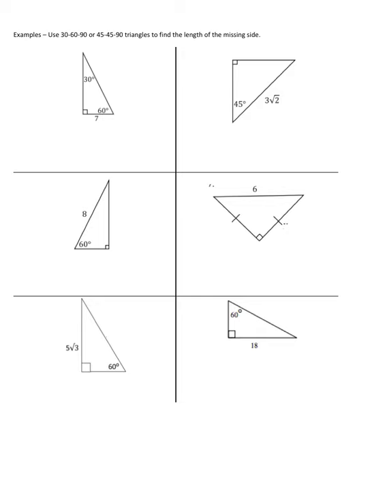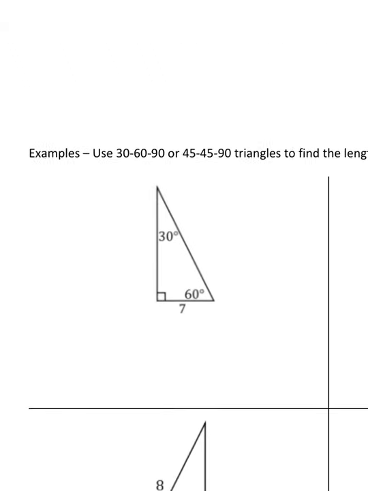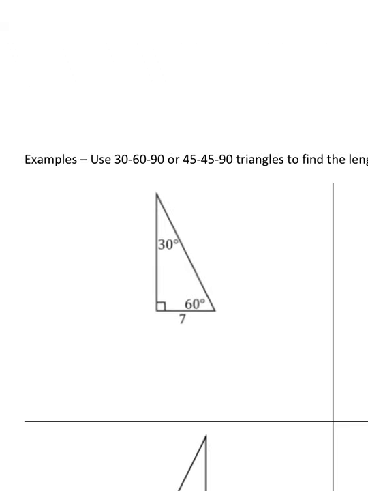So first things first, when you're finding missing sides of special right triangles, you're going to want to first figure out what kind of special right triangle you're dealing with and then label your sides according to what angle is across from it. So we look at this 30-degree angle. I'm going to ignore the 7 right now. I'm just labeling the side across from the 30-degree angle x. Label the side across from the 60-degree angle, x root 3. And the side that is across from the 90, the hypotenuse, 2x. Label first every single time.